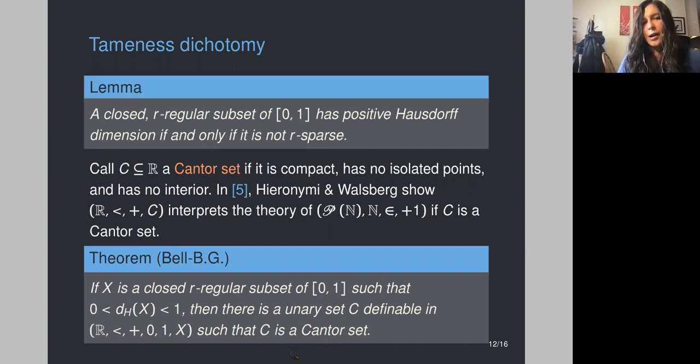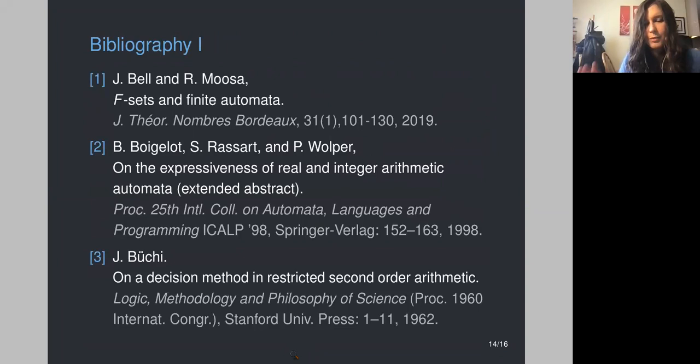I was going to mention something else, but I'm out of time. So I'm just going to show my bibliography and say thank you.